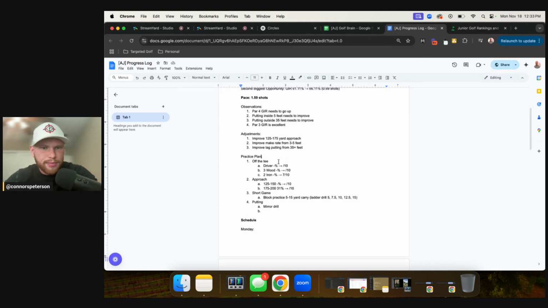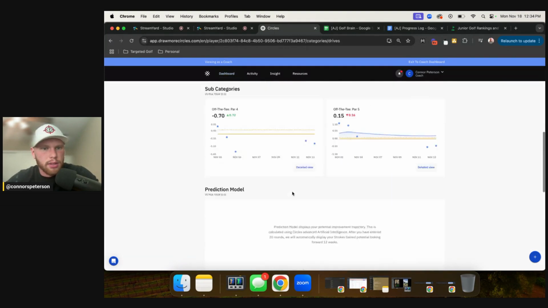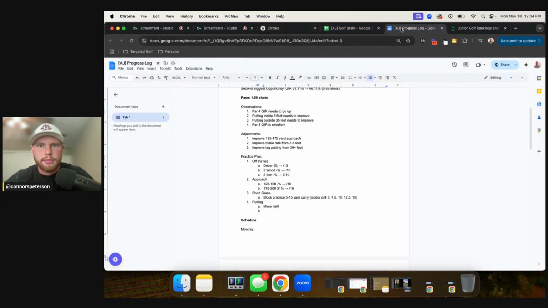So I'm going to start here with off the tee, since that's in general going to be the easiest. We're going to go over into our off the tee stuff. And I just want to see how often we're hitting the fairway. It's just a starting point here. So we got 64.29. Let's go ahead and move this over. 64.29.